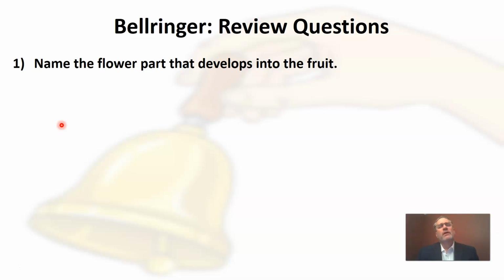Let's start with a review. Think back and see if you can name the flower part that develops into a fruit. We had those parts of a flower, and I want you to think about which one swelled up and became a fruit. Hopefully you remembered that it was the ovary, that protective chamber.